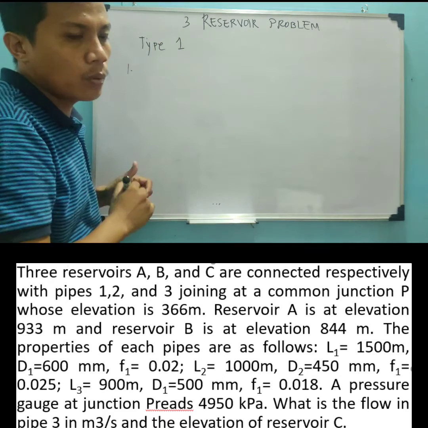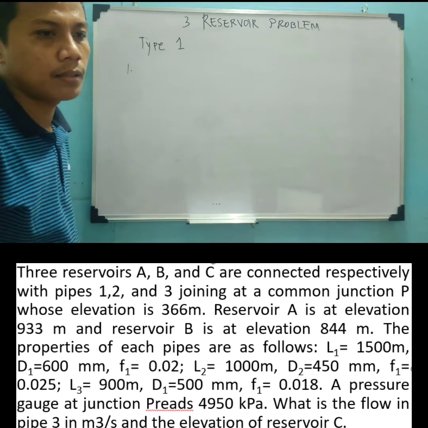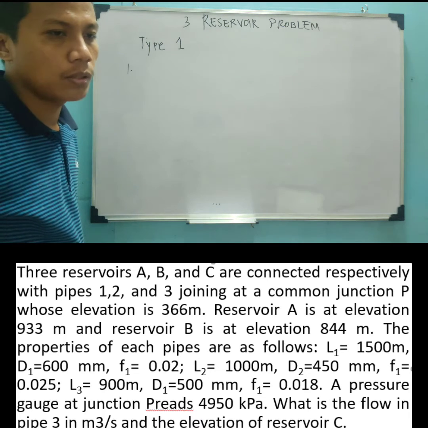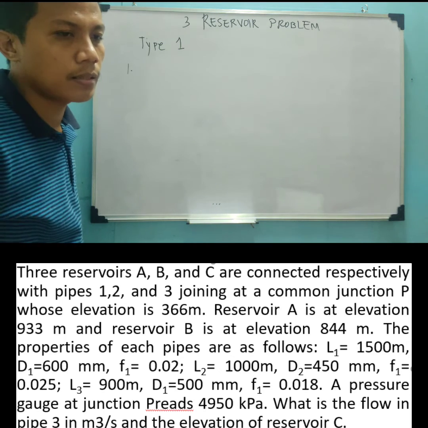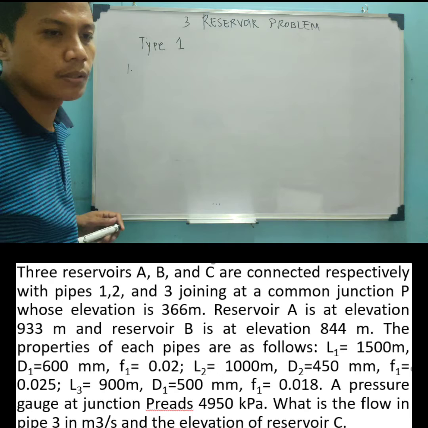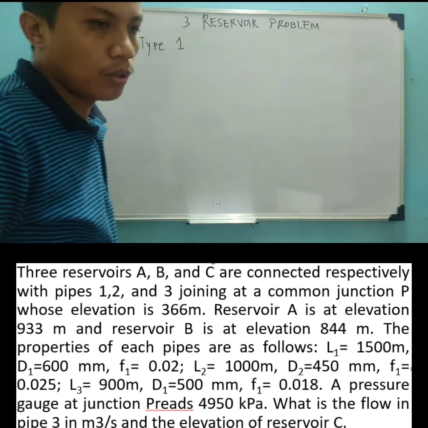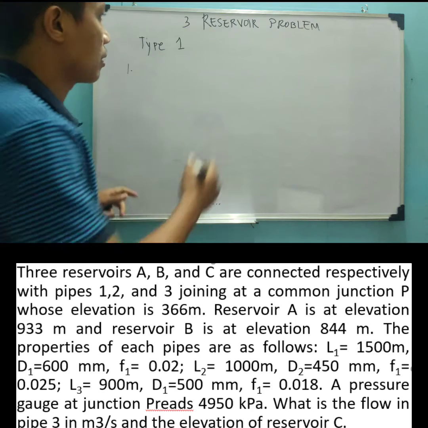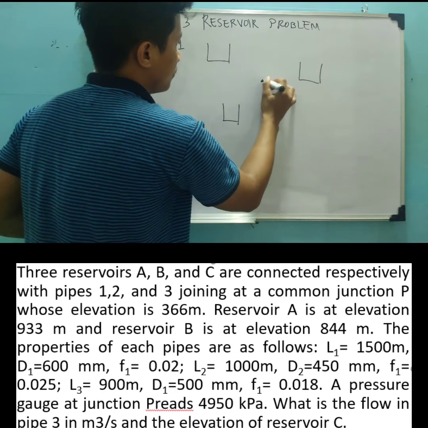Type 1 problem number 1. Three reservoirs A, B, and C are connected respectively with pipes 1, 2, and 3 joining at a common junction P, whose elevation is 366 meters. Reservoir A is at elevation 993 and reservoir B is at elevation 844. The properties of these pipes are as follows. We are looking for the flow in pipe 3 in cubic meters per second and the elevation of reservoir C.